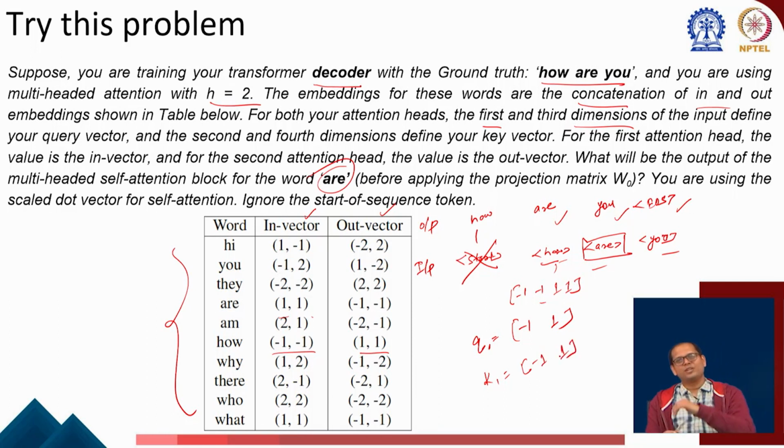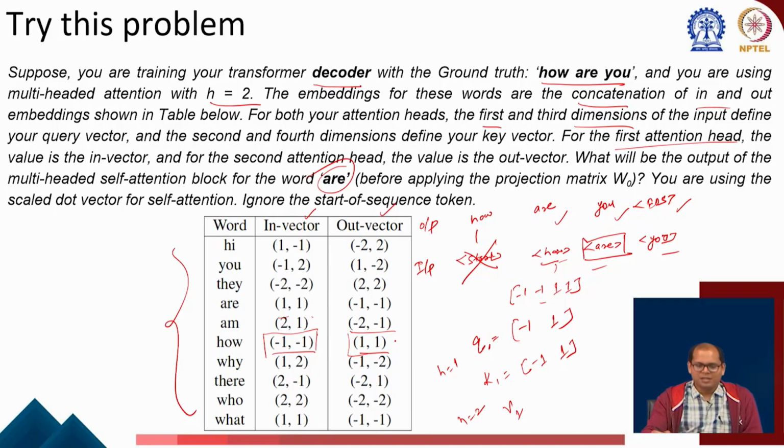So, like that for each word you have the 4 dimension embedding, first and third define your query, second and fourth define your key, just for this example, and this happens for the first head and second head. What is different across the two heads is the value. For the first attention head the value is the in vector. So, V for how is -1, -1, right, for the first attention head. For the second attention head, that is 1, 1. Okay, that is the only change. Query and key remain the same, value changes across the attention heads.